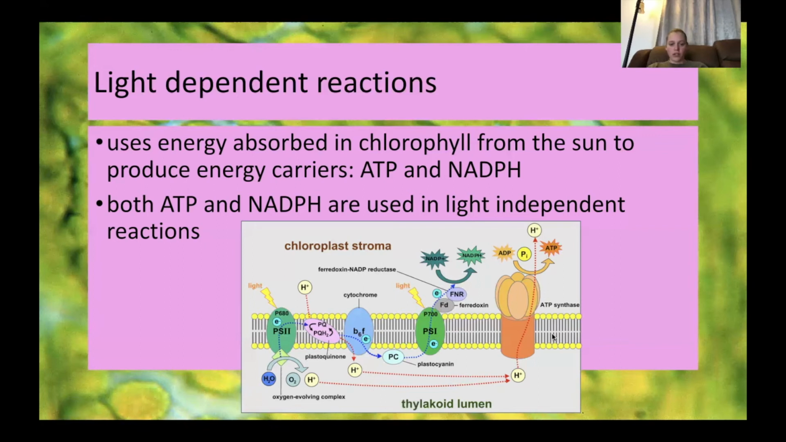I don't expect you to know all that. I just want you to know that NADPH and ATP are made during these light-dependent reactions. I just think it's cool to know how that happens.